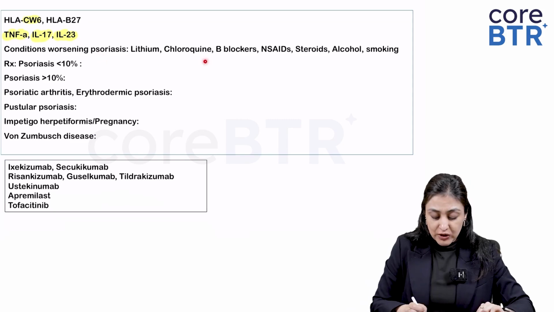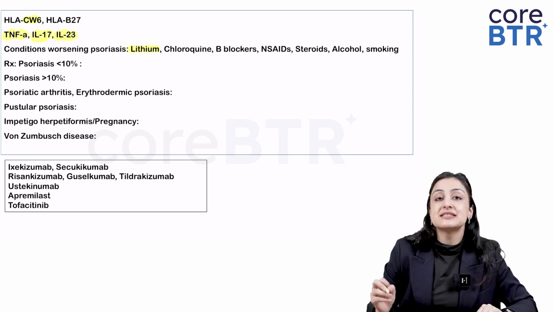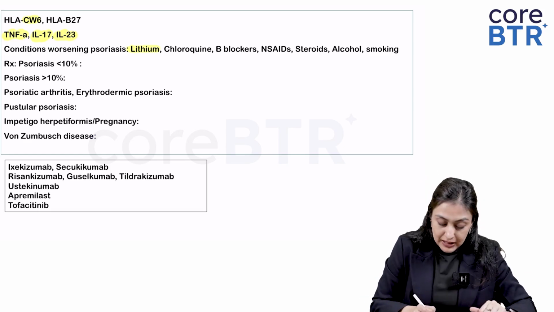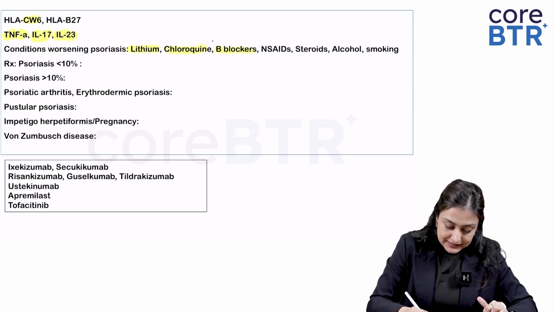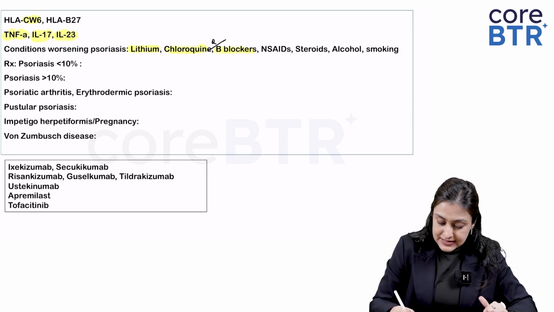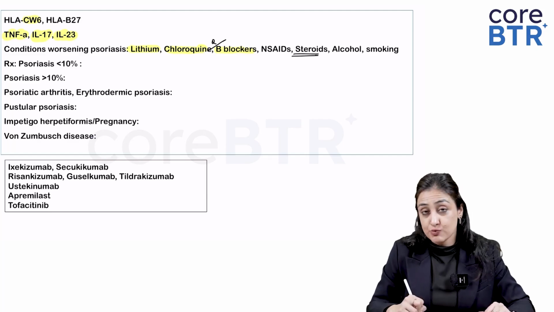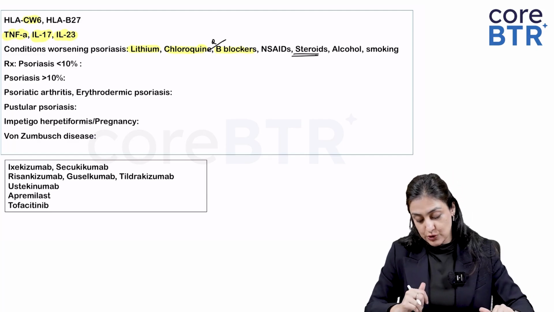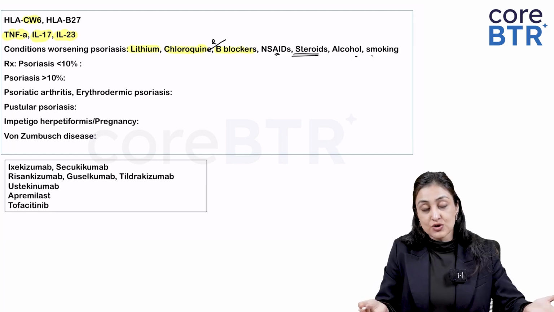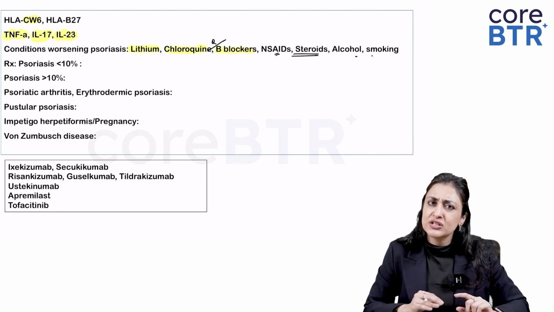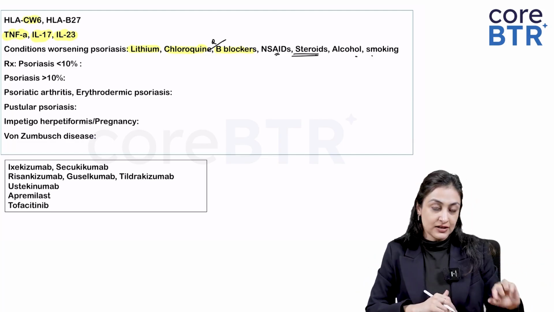Just a one-liner, what conditions can worsen psoriasis? So lithium can worsen any skin condition. So that's common. Chloroquine does everything. Beta blockers, this is something that can be asked. NSAIDs, steroids, alcohol, smoking. Steroids also, now you know, it leads to pustular psoriasis. So that's why we don't use steroids, right? Alcohol and smoking anyways worsen everything. NSAIDs also worsen everything. So everything is logical. The only question worth asking is beta blockers, and they've asked it just last year, right?